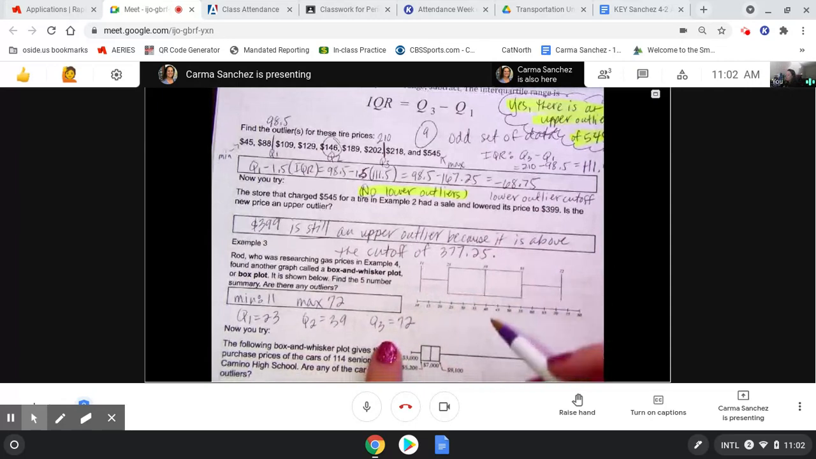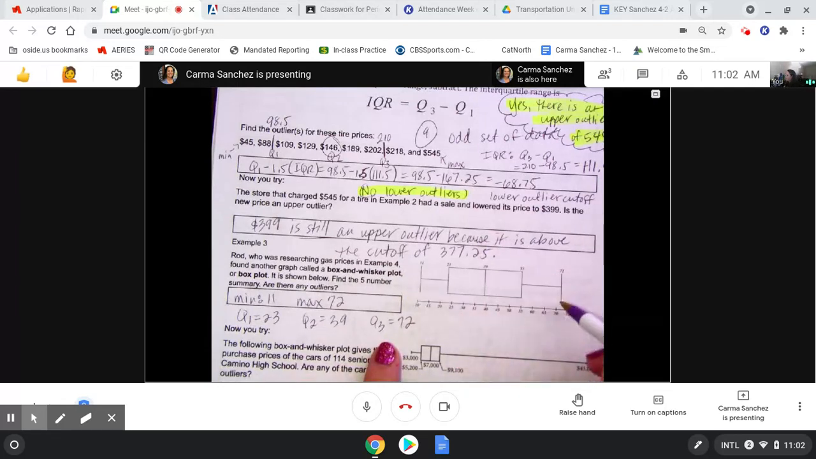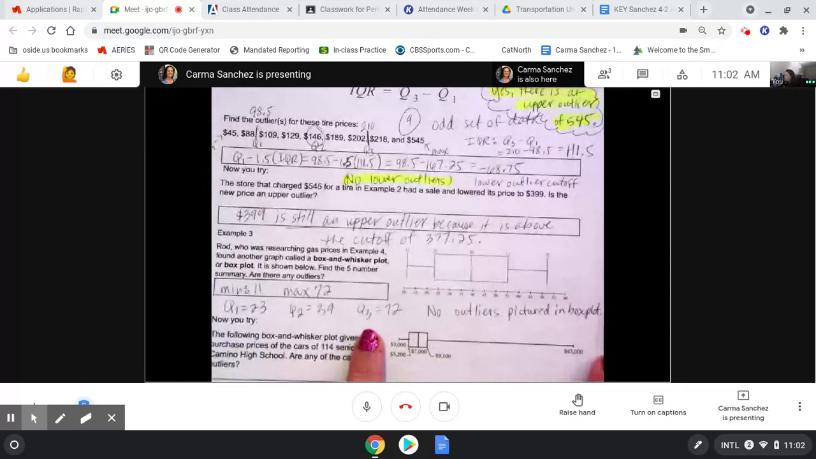Now, you can do the upper and lower outlier cutoffs to see if there's any outliers. But when you look at this picture, do you see any dots randomly on the outside by themselves? There are no outliers pictured in the box plot. So no, there's no outliers.